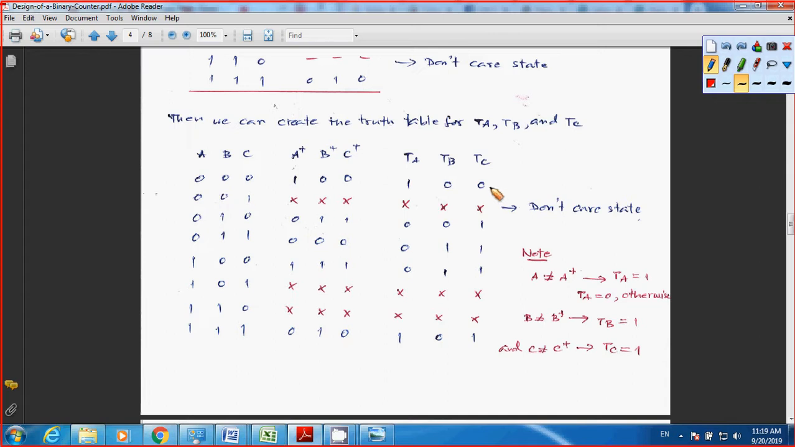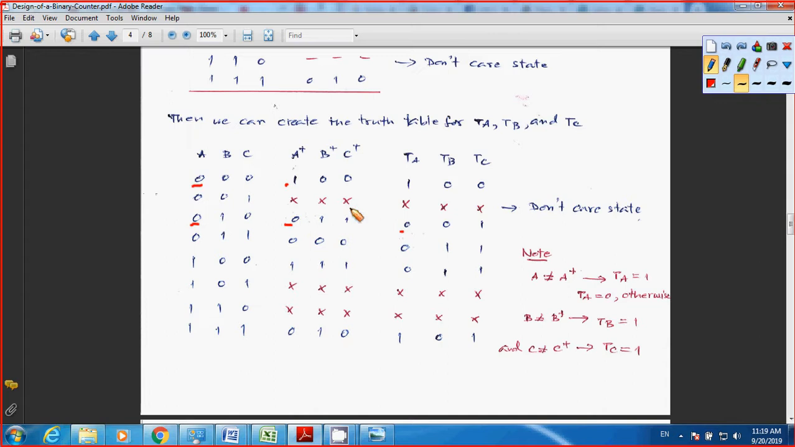Let's take a look at TA first. Here, the present state is 0 for A, and the next state is 1, or A plus. So that means A changes the state from 0 to 1. So your TA has to be 1. Whenever it doesn't change the state, for example this one, A present state is 0 and the next state is 0, still the same. So your TA has to be 0.